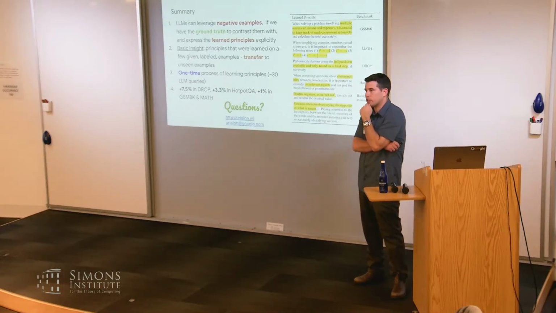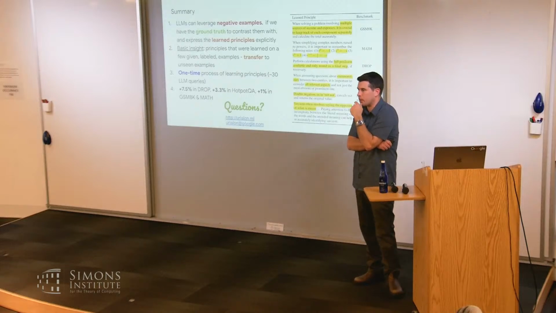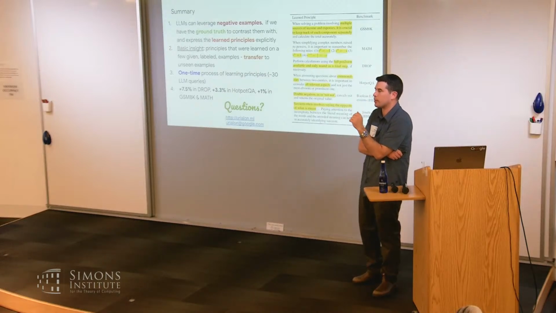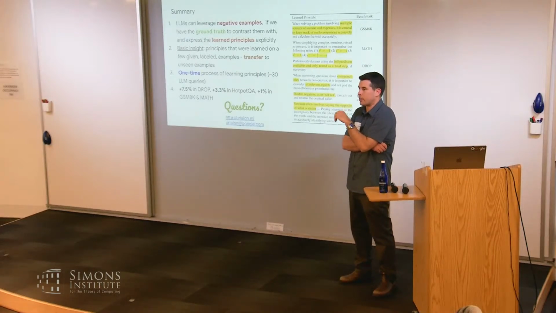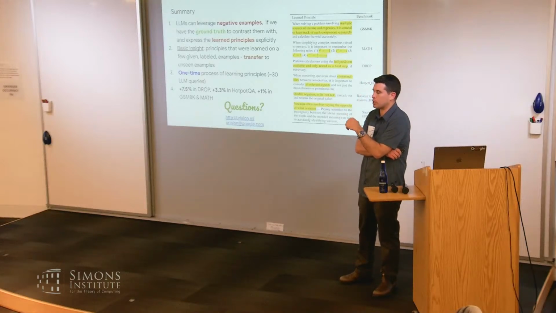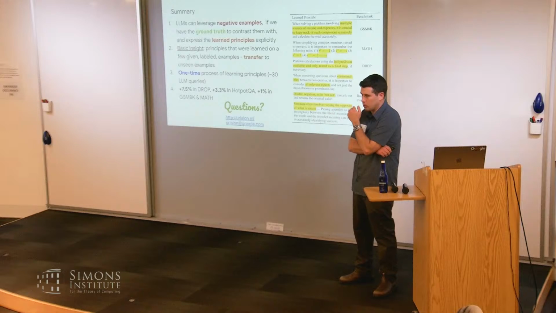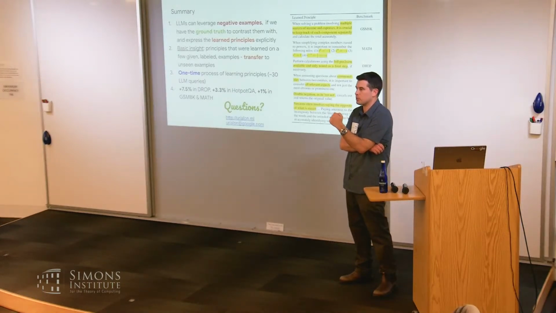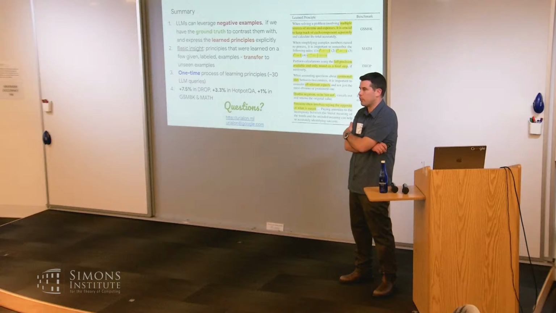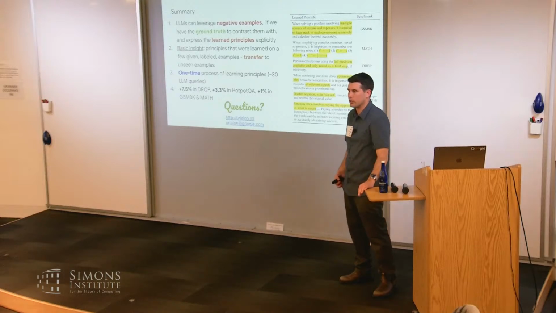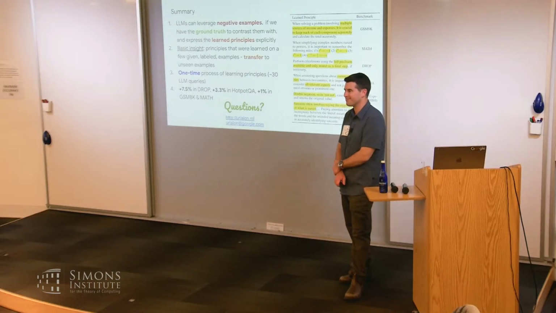Yeah, I agree. It's a good point. We haven't tested that, but I'll repeat what you're saying. You're saying that another baseline to check would be to provide only positive examples, as people usually do, but also ask the model to generate like 8 principles before solving the test questions. I agree. Good point. We haven't tried that.